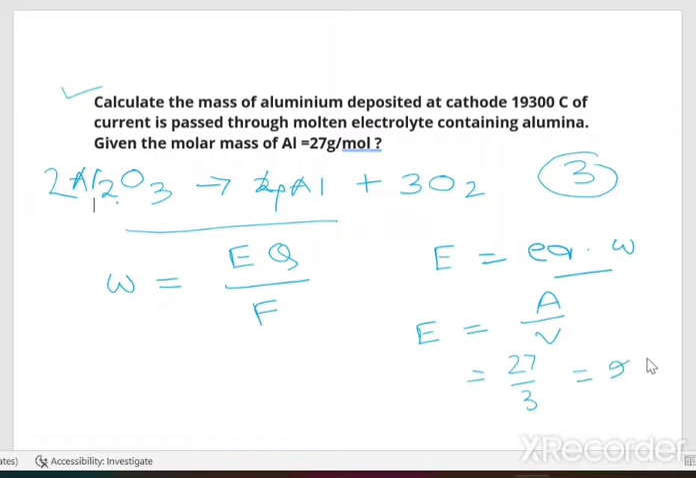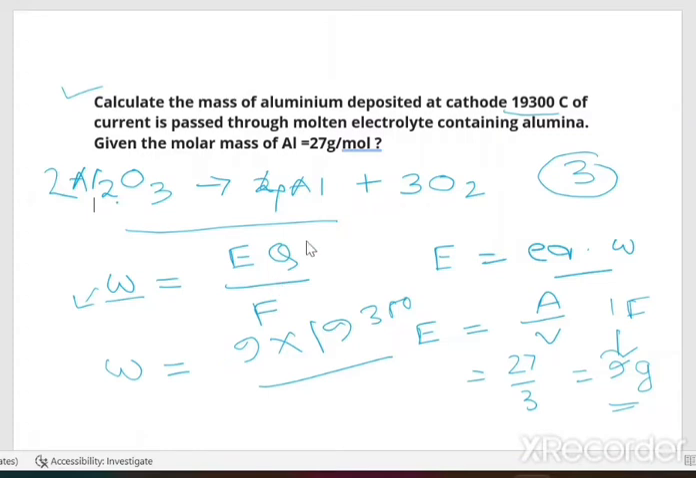So what does it mean? When we pass 1 Faraday of current, 9 gram aluminium will be formed at the cathode. So what do we need to calculate? The mass. So W is the mass deposited, E we got is 9, and Q is given, 19300. So using this formula you can calculate.